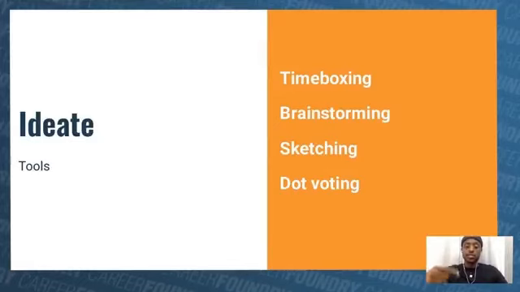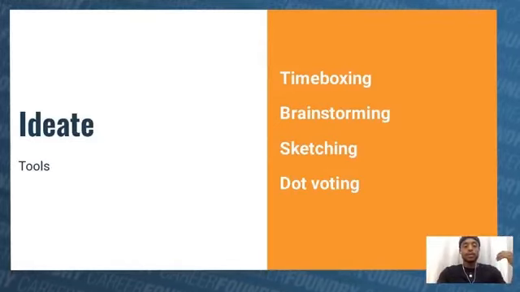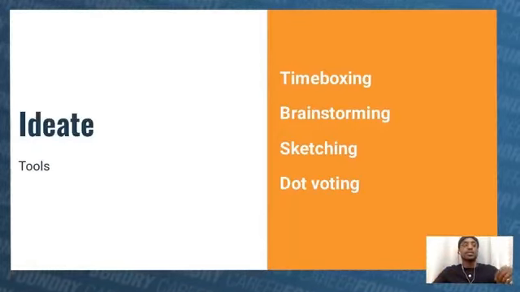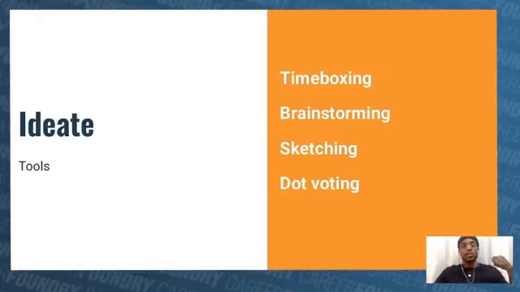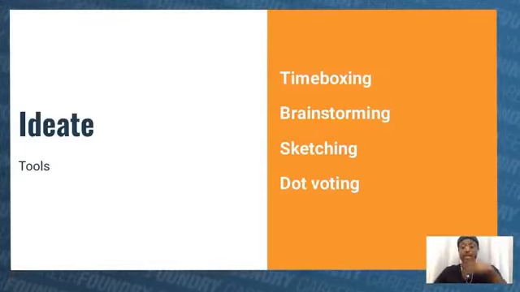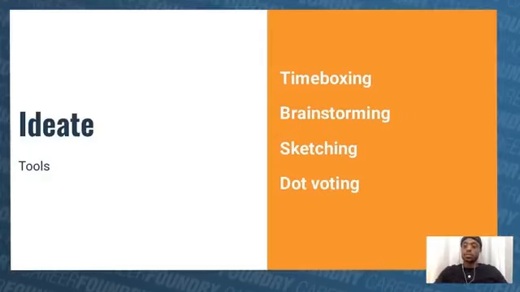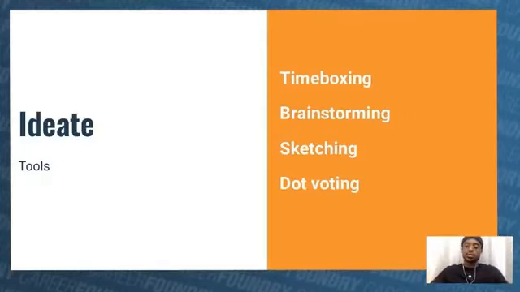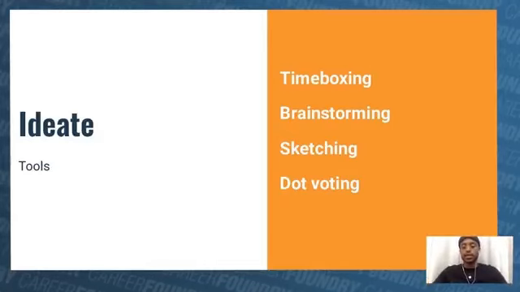And dot voting. This is once you've narrowed down your solution, you can vote. If you're in a group and everyone is given 3 dots, and you have 10 ideas, everyone would put a dot on the idea that they think should move to the next phase. At the end, whichever has the most dots is the one that moves on. So it alleviates the issue of one person thinking that this is more important than the next, and the group coming together and deciding.